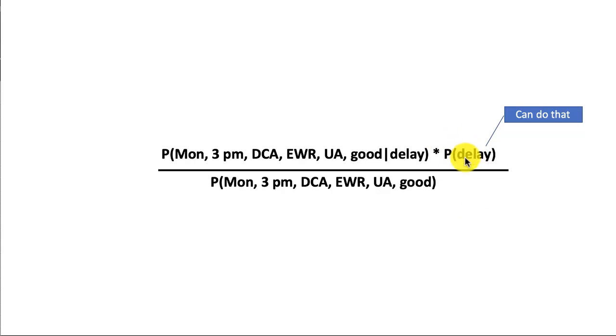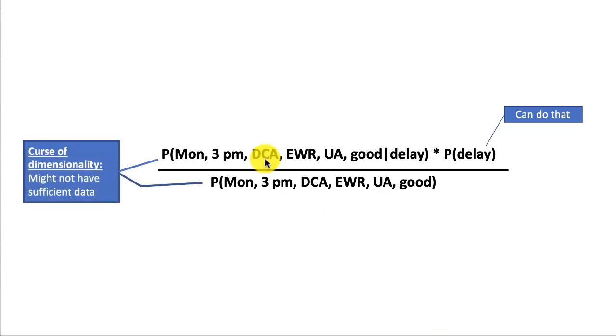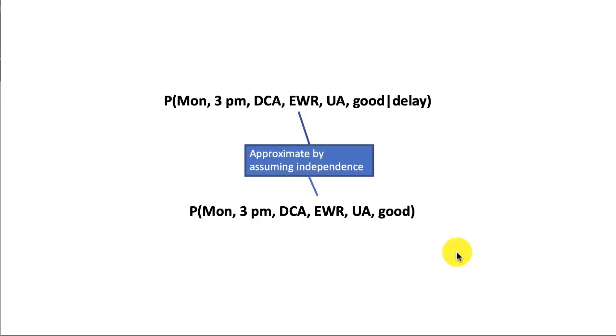This we can do. Probability of delay, very easy, right? Because we've got, let's say, a data set with 2,200 rows, out of which there's a certain proportion which is delayed and a certain proportion which is not delayed. So from that we can get the probability of delay. This is easy, right? But for the other one, the curse of dimensionality poses a real threat that we won't be able to calculate this. Okay, so this is where we are going to approximate, right?